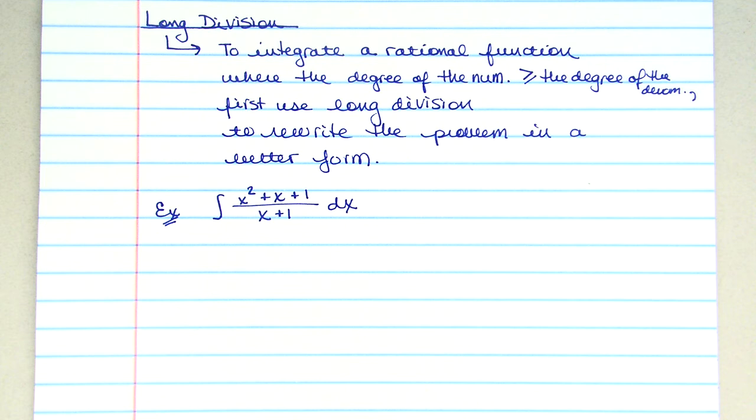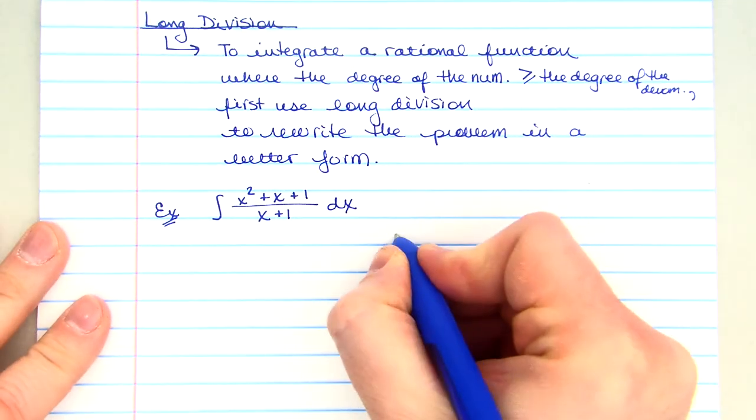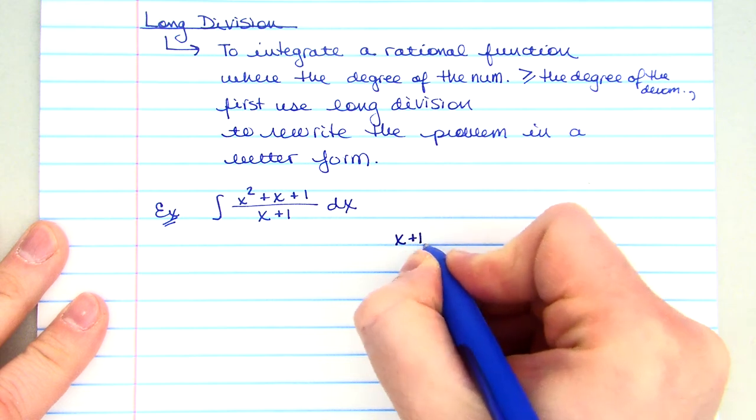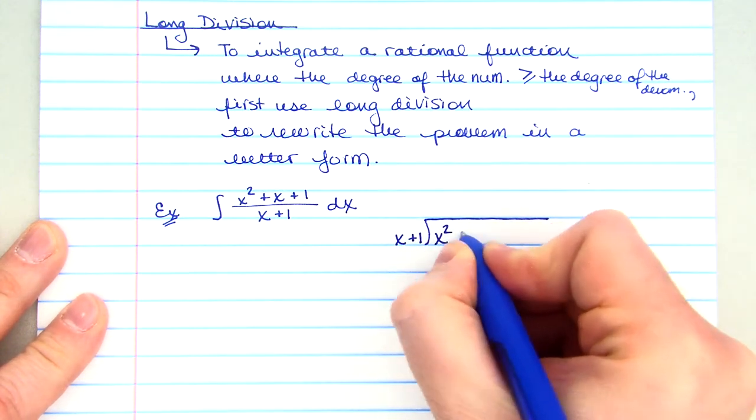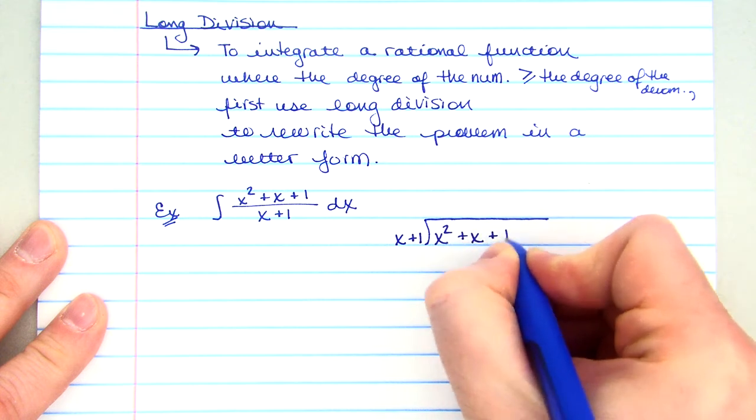Yes, I realize this one could also be done with synthetic division, but I do want to review the long division with this so I can show you one in a moment where synthetic division won't work, and we need to use this long division method. So, I'm going to start by writing x plus 1 outside my division symbol, and inside my division symbol, I'm going to say x squared plus x plus 1.